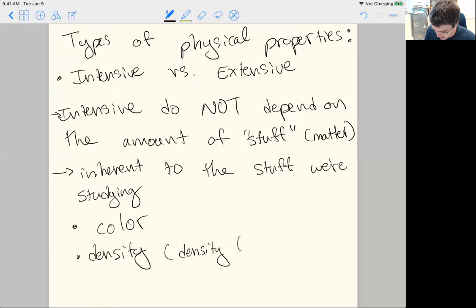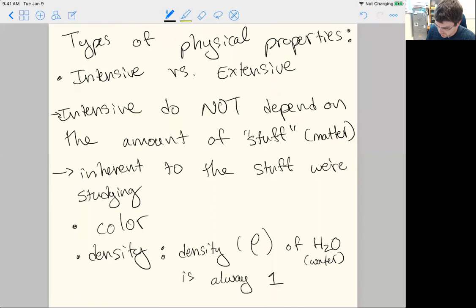So for example, the density, which is often written as this sort of rho, of water, H2O, which I'm going to write water underneath it, and I should make this a bracket. Sorry, that's going to bug me. Now let's just do some colons here. Sorry about this. Okay, the density rho of water, which is also called H2O, is always 1. Okay, and we'll add some units to that, grams per milliliter.